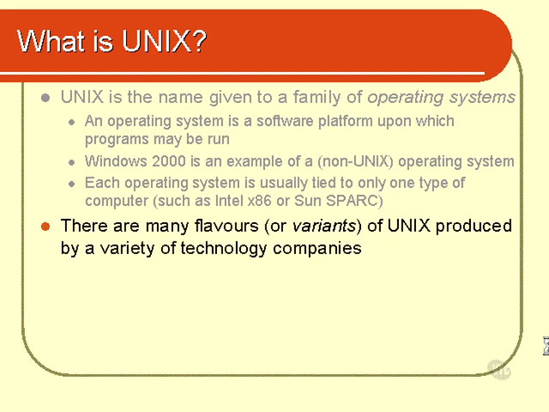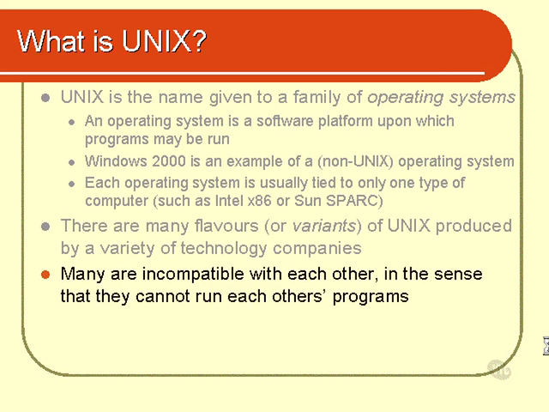As you've probably guessed by now, there are actually many flavors or variants of Unix produced by a variety of software vendors around the world. Some of these are free, some of these are sold, some of these are quite expensive. Most run on particular types of computer architecture. And most are incompatible with each other, in the sense that if you get a program designed to run on one, it may not run on other versions of Unix.